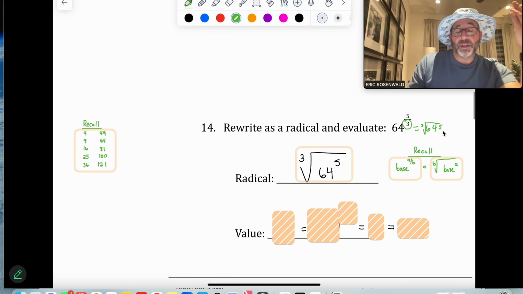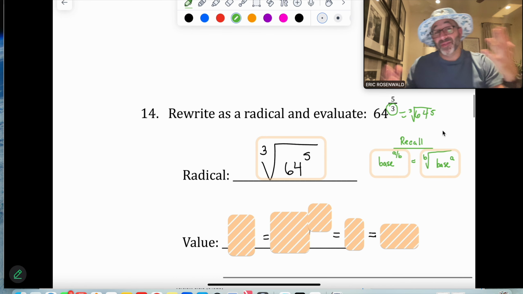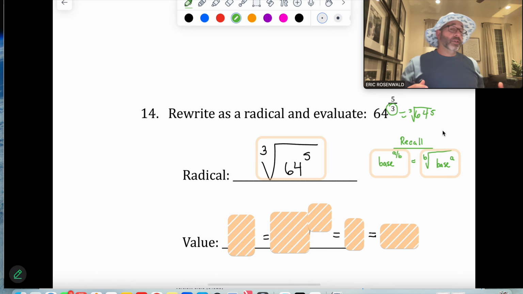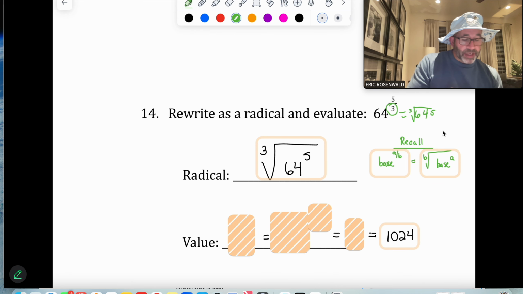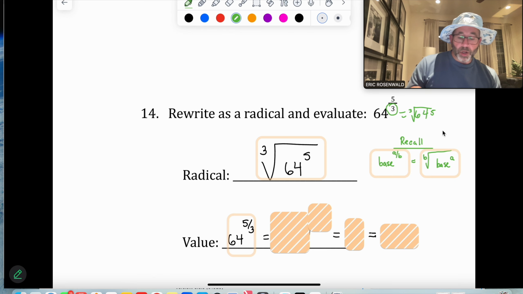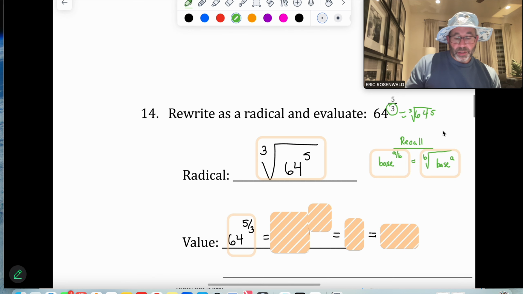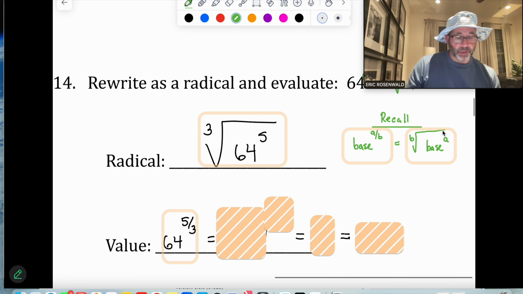Now, there's actually a way to do these by hand, or you can even just use your calculator. You don't have to do it by hand. You could just use your calculator, and you'll get the same answer. It all works out, in this case, to 1024. But how do we do it by hand? Well, 64 to the 5/3 power, there's a little trick for this.